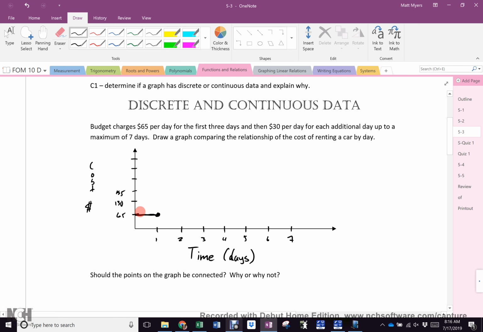Now, here's the problem. How much does it cost me, according to this graph right now, if I walk in the door and I don't rent a car? Do I have to pay $65? Of course not, but according to this graph, do I? Yes, because at 0, there's a dot at 65. How do I mitigate that problem? How do I show that if I don't rent a car, I don't pay any money?